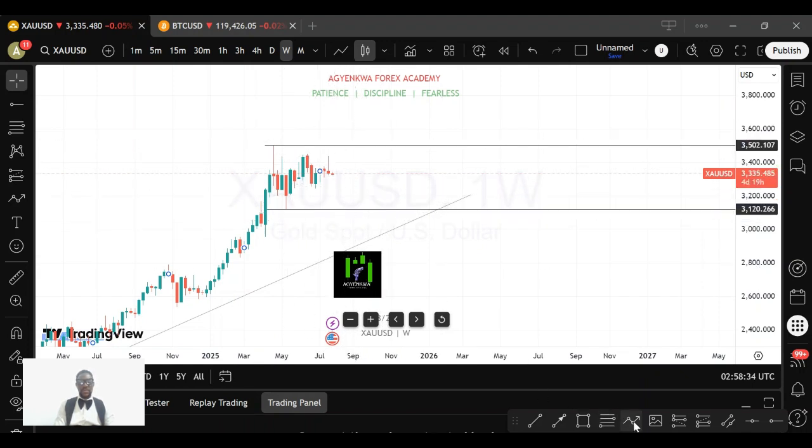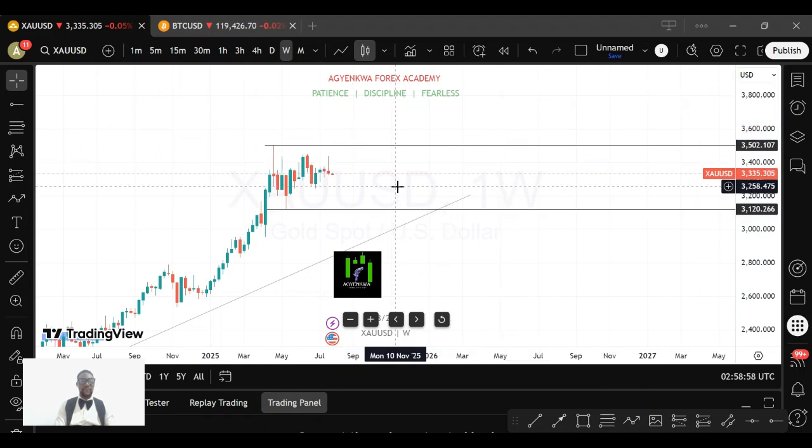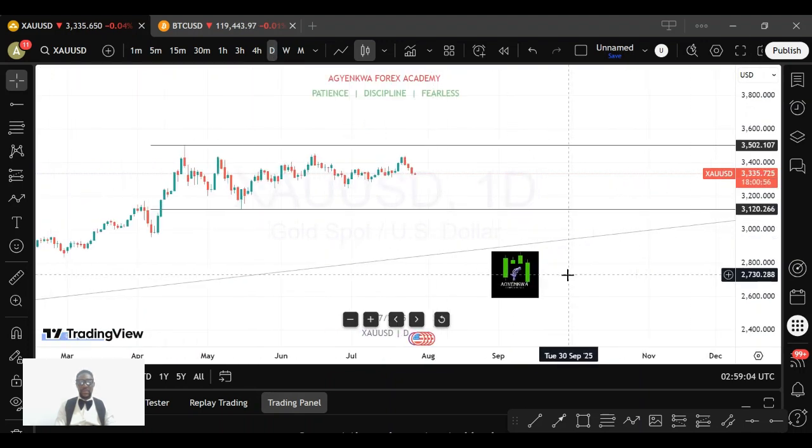There are two scenarios that can happen over here. Gold can either come here, tap into this level, and then come down here, or gold can break this level, tap, and then go. So this is just a weekly projection, but I'm a day trader, so we are going to refine this chart to find something we can trade during the day.